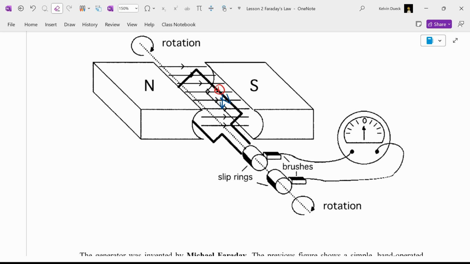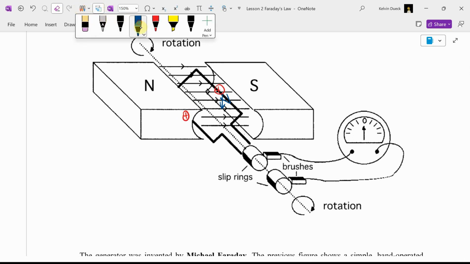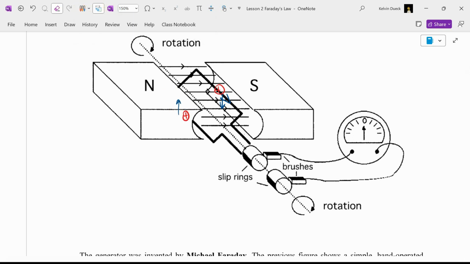And a proton sitting right here, we can't see it because it's hidden by the magnet, but a proton sitting right here, I'll do it in red, would be moving upwards. Which way will that proton feel a force? It's going to feel a force into the page. And what you're going to have while this rotation is in place is current flowing this way. In fact, as this arm moves down, you would see the voltage needle move. Hey, we're creating voltage from motion.